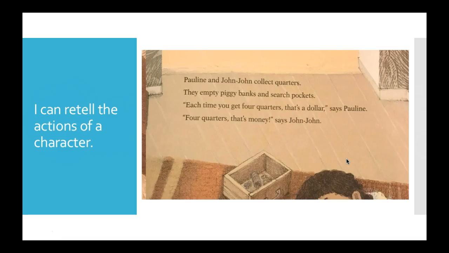Pauline and John collect quarters. They empty piggy banks and search pockets. Each time you get 4 quarters, that's $1, says Pauline. 4 quarters. That's money, says John.